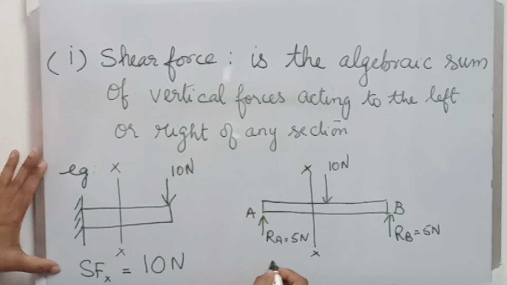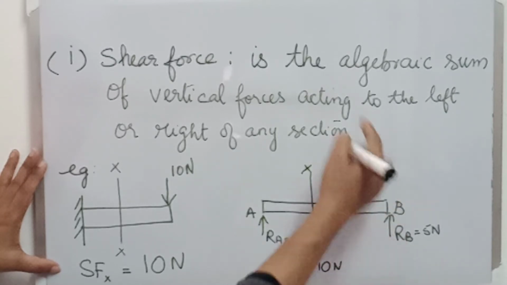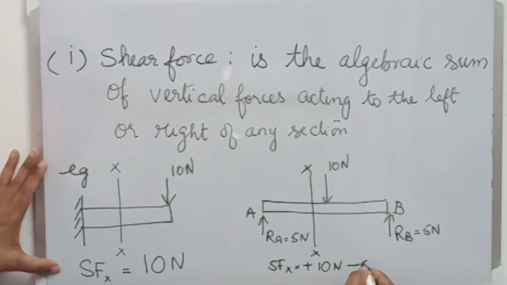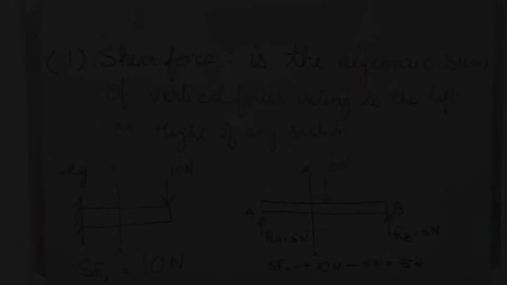In order to find the shear force at any section, let us say this section XX, the algebraic sum of all the forces towards the right of the section, that is SFX, will be equal to, as per the sign convention, downward force is positive, so 10 Newton is taken as positive, and the upward shear force will be negative, so minus 5 Newton. So the shear force at that particular section is 5 Newton. If you take towards the left also, that will be the same.